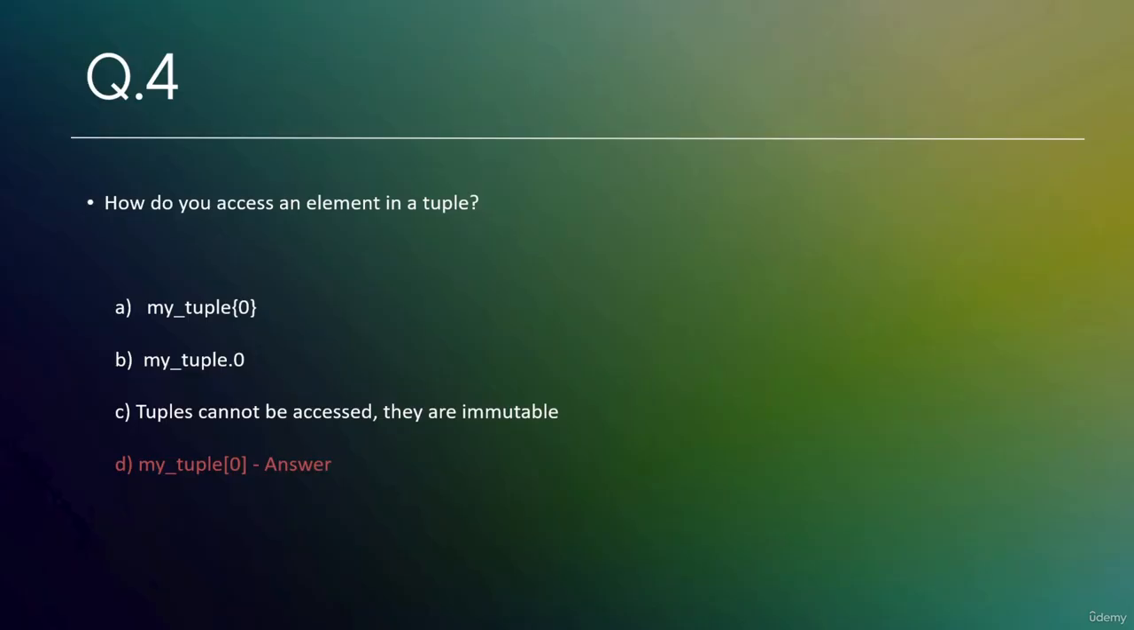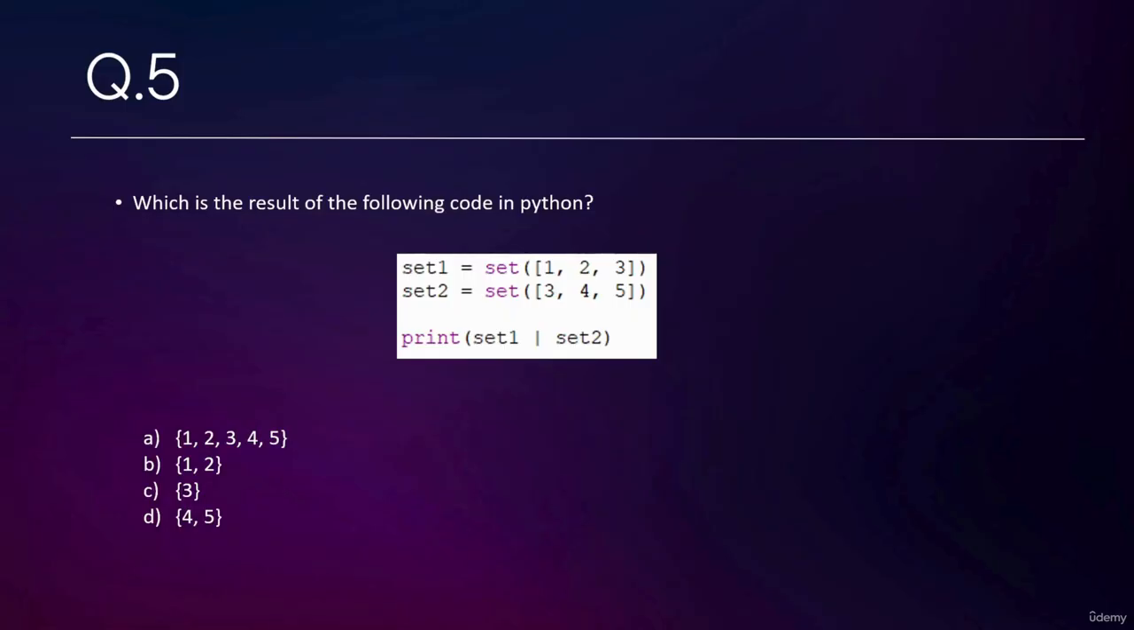Moving on, we have: what is the result of the following code in Python? So we have two sets and you need to see what operation is being done and what that would result in. So we have four options. You need to select the correct one. We move on to the answer. The correct answer is A, because this is a union operation and a union operation will join the two sets, create a union of two sets, but only keeping unique values.